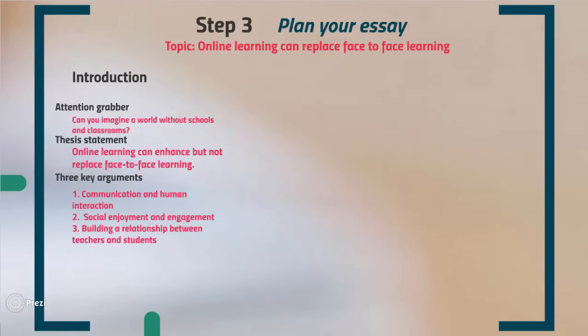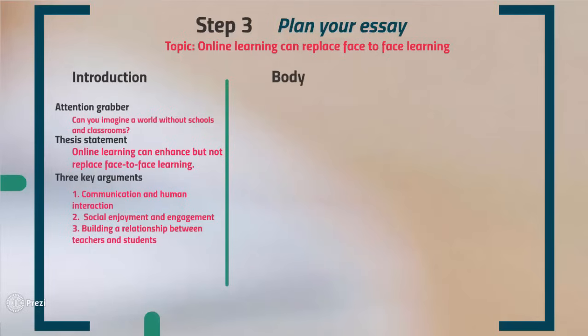Now my 3 key arguments are: number 1, communication and human interaction. Number 2, social enjoyment and engagement. And number 3, building a relationship between teachers and students. Now we have only planned the introduction, but actually we've planned most of the essay. Watch. Let's move to the body.